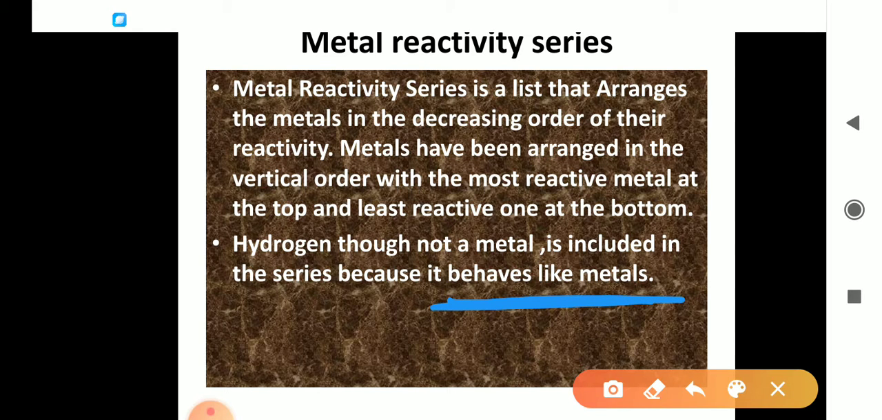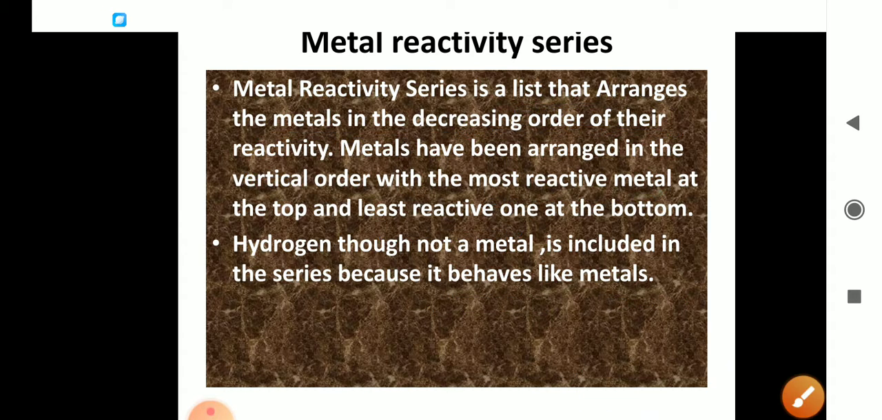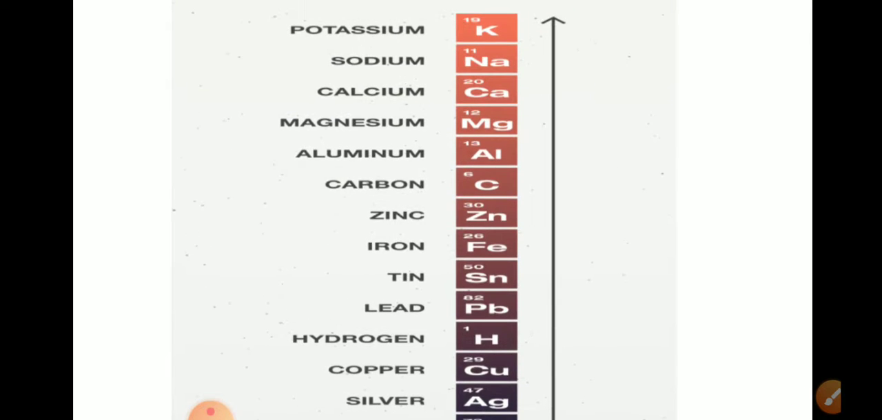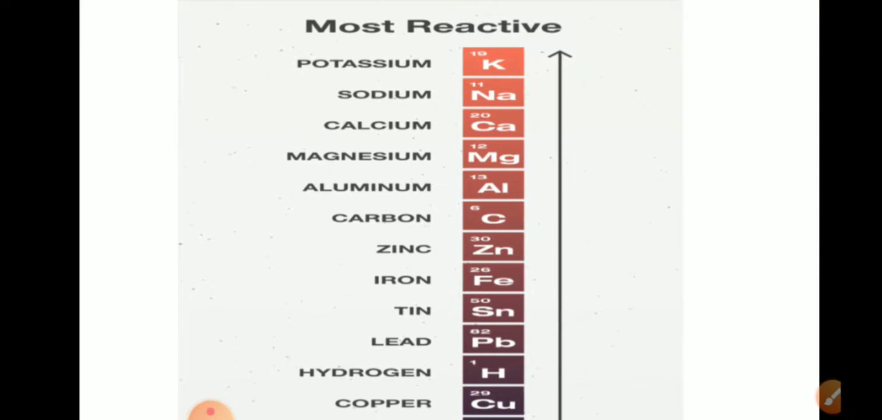So what is the metal reactivity series? It is a list of the metals arranged in the decreasing order of reactivity; the most reactive will be at the top and the least reactive will be at the bottom. Okay, now see, this is the metal reactivity series. Now see one by one the metals which are placed in this.